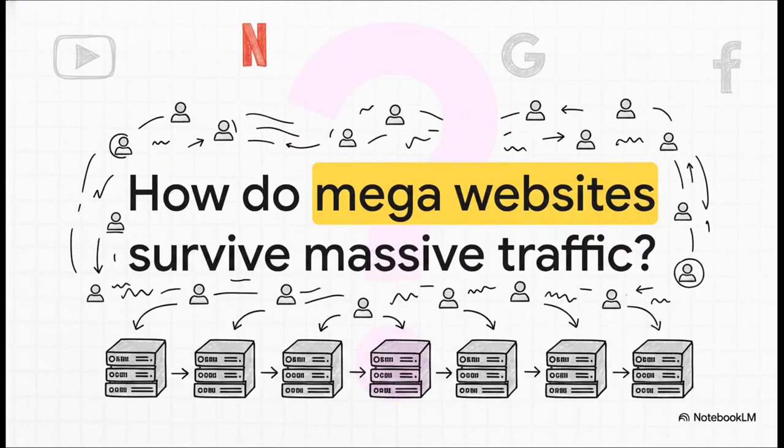I mean, think about it. How do mega sites like YouTube, Netflix, Google, or Facebook handle hundreds of thousands or literally millions of simultaneous users every single day without just exploding? The sheer volume of data and requests happening every single second is mind-boggling. And behind these massive platforms, there isn't just one giant supercomputer doing all the heavy lifting. It's actually this beautifully orchestrated army of servers working together. Today, we're going to explore exactly how they manage all that traffic.